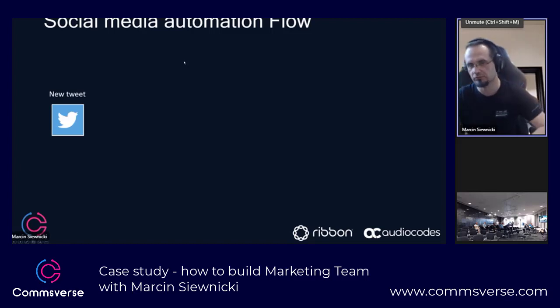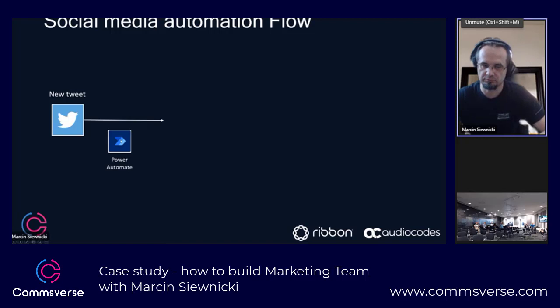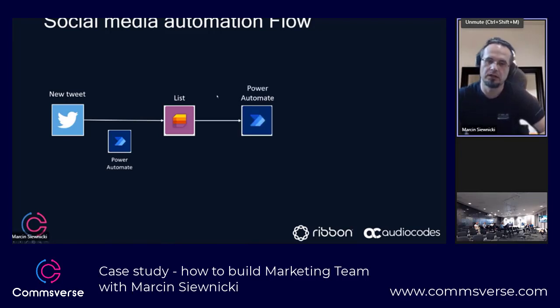So first, if a new tweet appears, so someone mentions my company or posts a tweet with some problems about my services, products, etc., I check it using Power Automate. If there's a new tweet, I will get it and save it in a list. This list is visible in Teams, so everyone from my marketing team can go there and check all tweets.